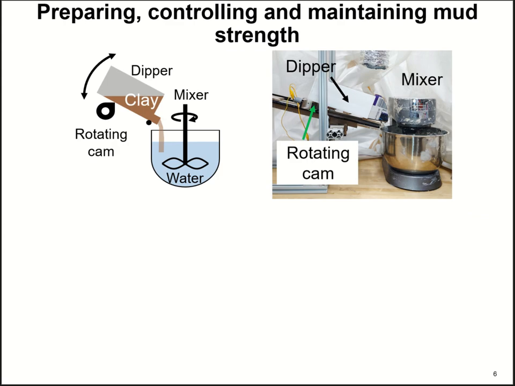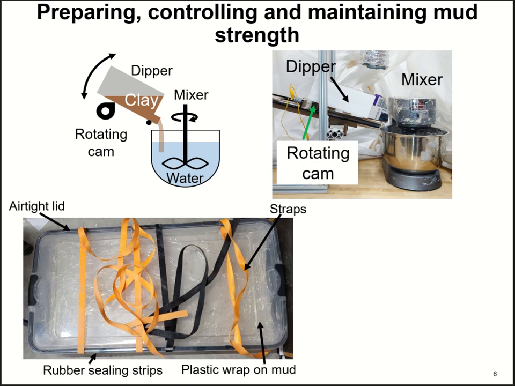As a first step, we developed an automated mud preparation system that allows us to mix mud more evenly. We then developed a sealing method that allows us to control the water evaporation when the testbed is not used for experiments. The way it works is that we used a container with airtight lids. We added rubber sealing strips along the inner edge of the lids to make it more airtight. We then added a plastic sheet on top of the mud to prevent the water from evaporating onto the top of the lid. We then added straps to reduce the gaps to prevent the water from escaping through the gaps.